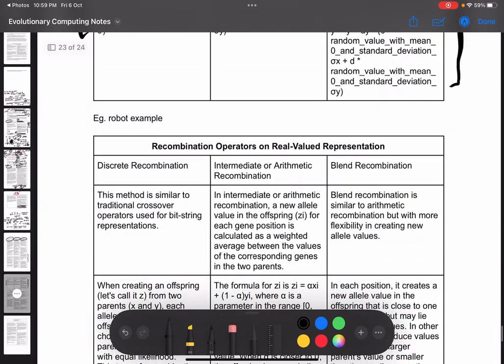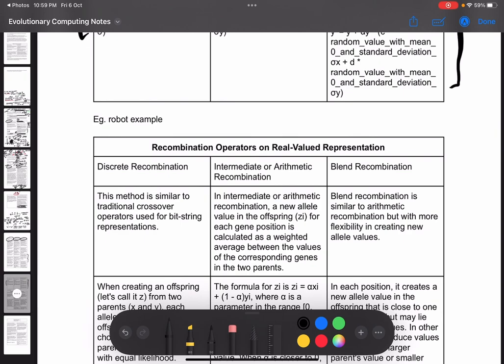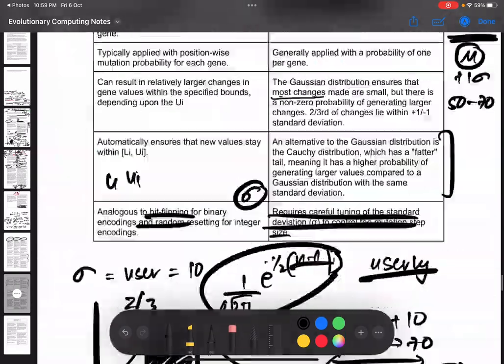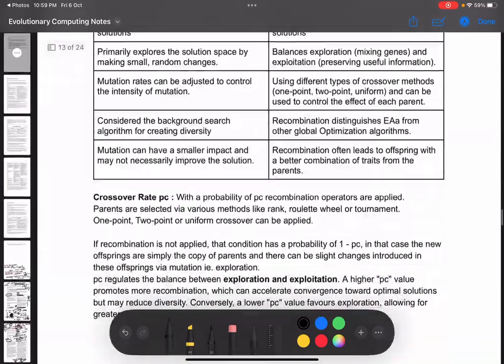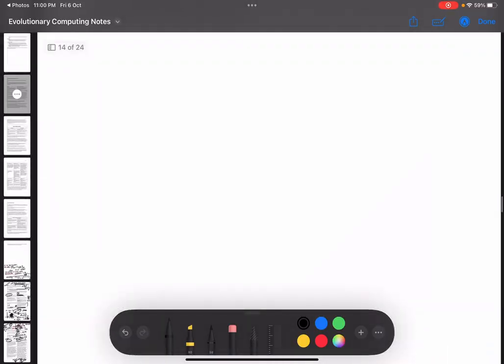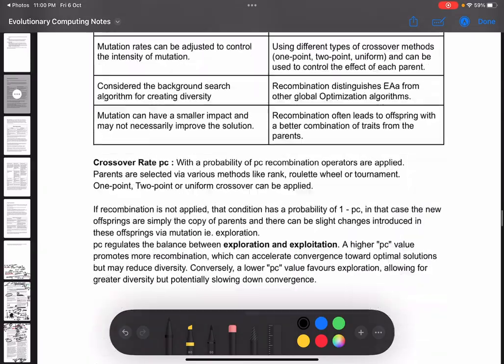Now we come to recombination operators. Now that we have already covered mutation, for every representation in unit 2, we have done both parts, mutation and recombination. Let me just have a look at the subtopics again.